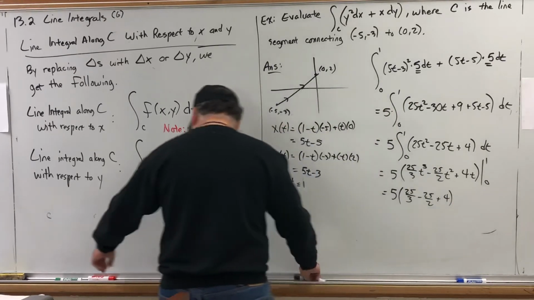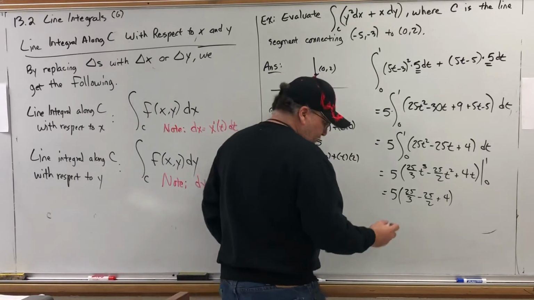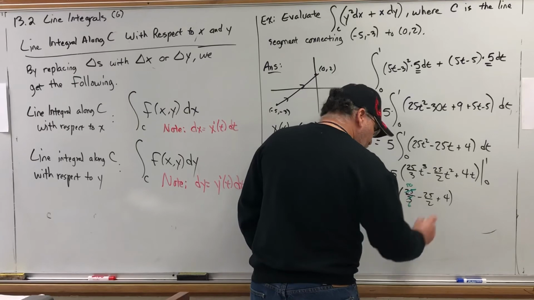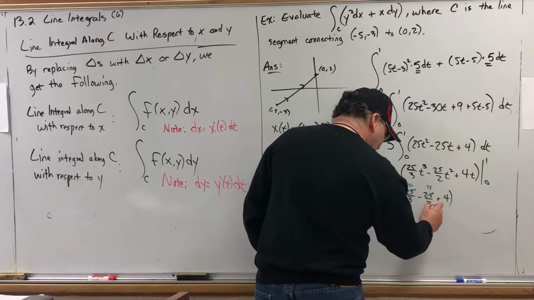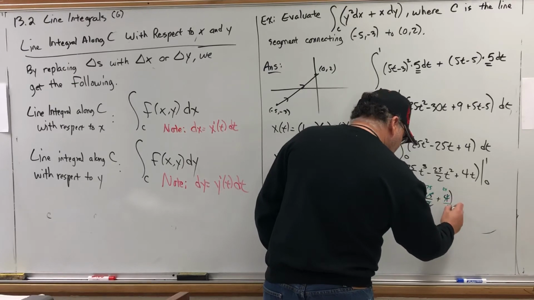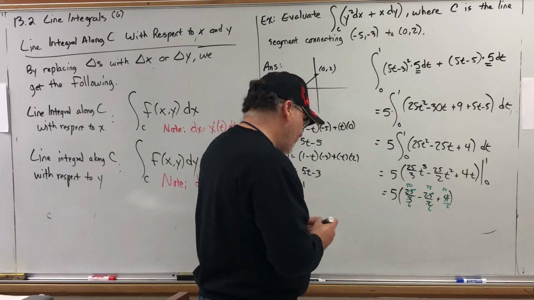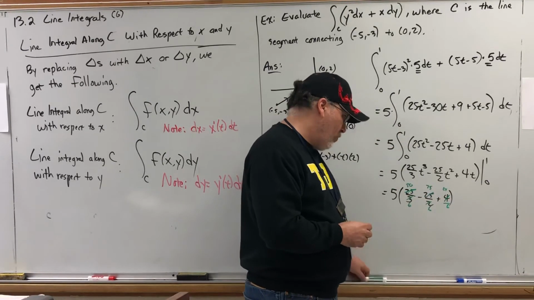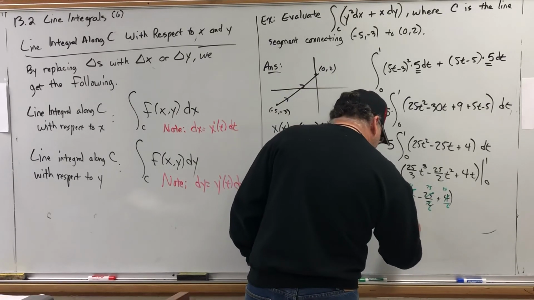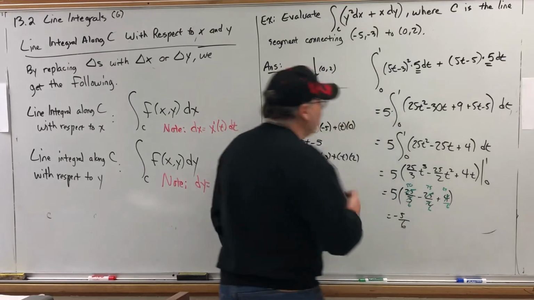Common denominator is 6, so let's make that happen. Double both sides of this fraction, you get 50 over 6. Triple both sides here to get 75 over 6. And then rewrite 4 as 24 over 6. So 50 and 24 is 74, minus 75 is negative 1. So we get 5 times negative 1 sixth, which is negative 5/6.